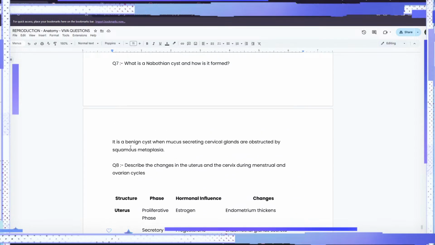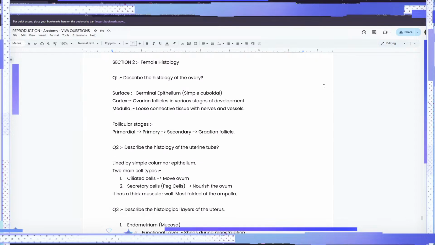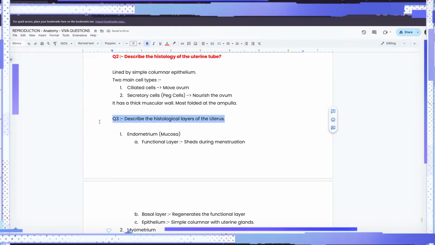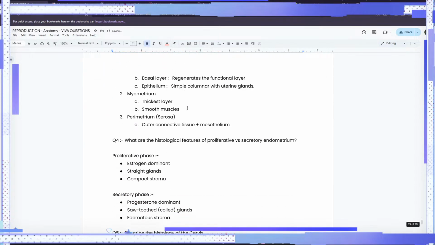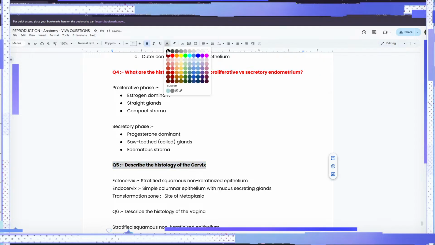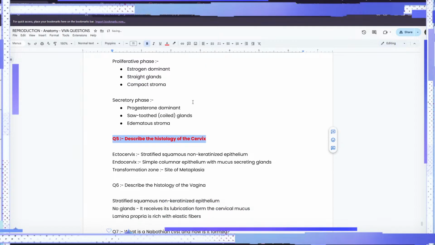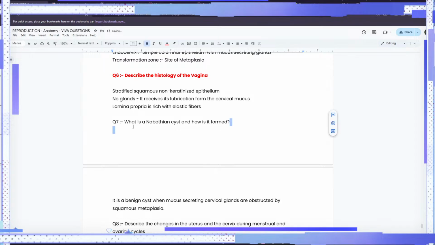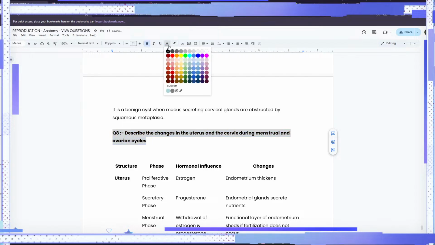All right, let's add the images and let's make this pretty. Histology of the ovary, set in red. Uterine tube, that's also in red. Uterus. Yes, this one, fair enough, red. Cervix, very important stuff, no doubt about it. The vagina, the Bartholin cysts, and yes, this question as well, very important.